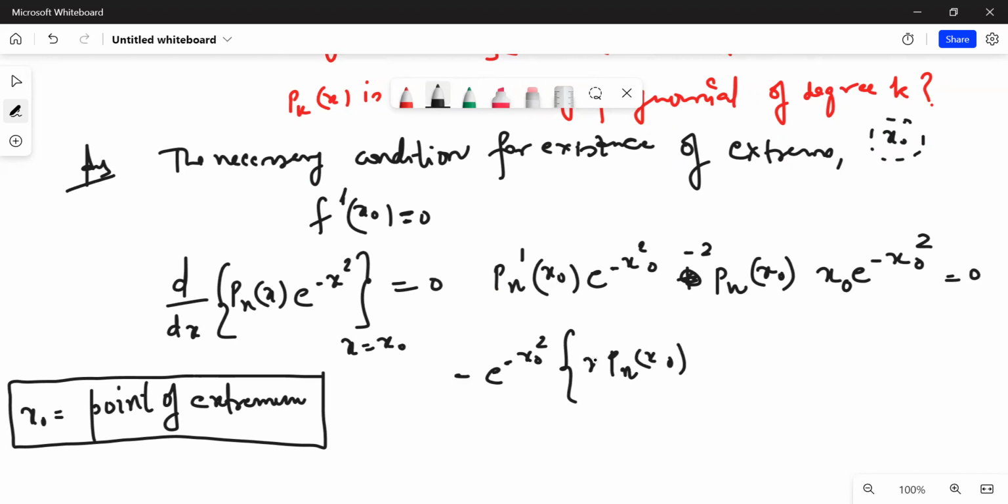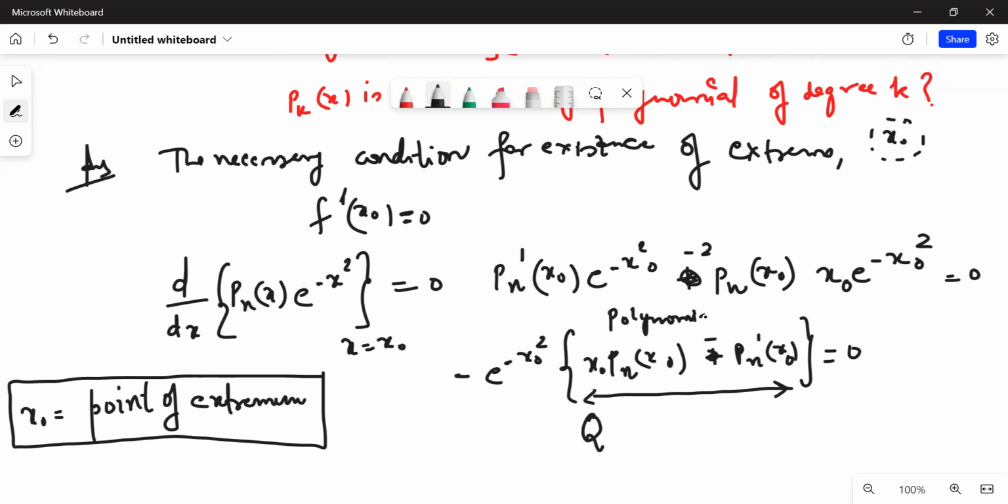So this will be x naught into pnx plus minus pn dash x not equal to 0. Okay. So what is this? This is some qn, isn't it? This is a polynomial. First thing, this will be a polynomial. And what would be the degree of it?